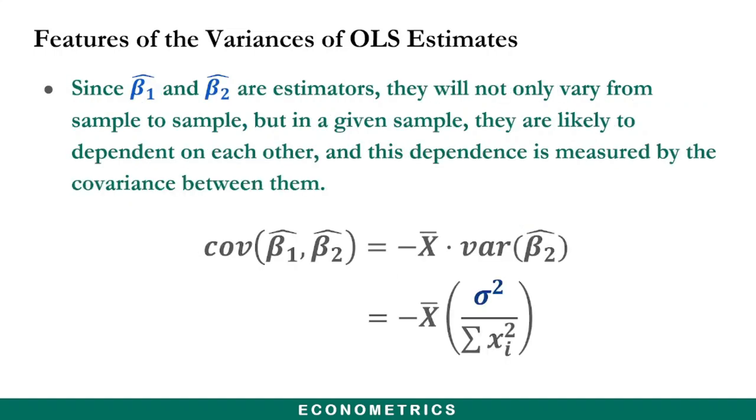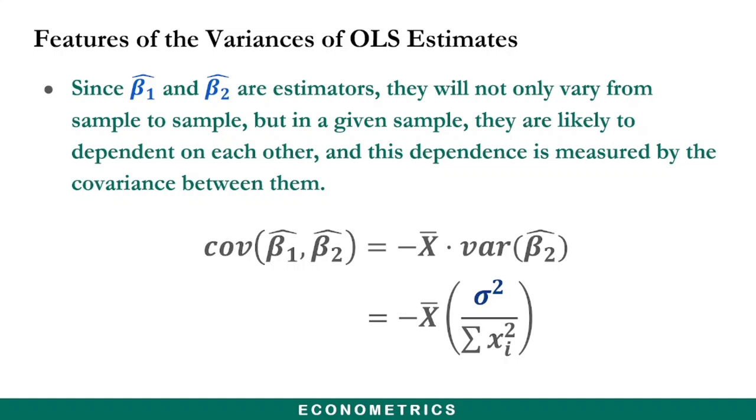The third feature is that since beta 1 hat and beta 2 hat are estimators, they will not only vary from sample to sample, but in a given sample, they are likely to depend on each other. And this kind of dependence is measured by the covariance between them. So the covariance of beta 1 hat and beta 2 hat equals the negative of the mean of x, which is x bar, multiplied by the variance of beta 2 hat.